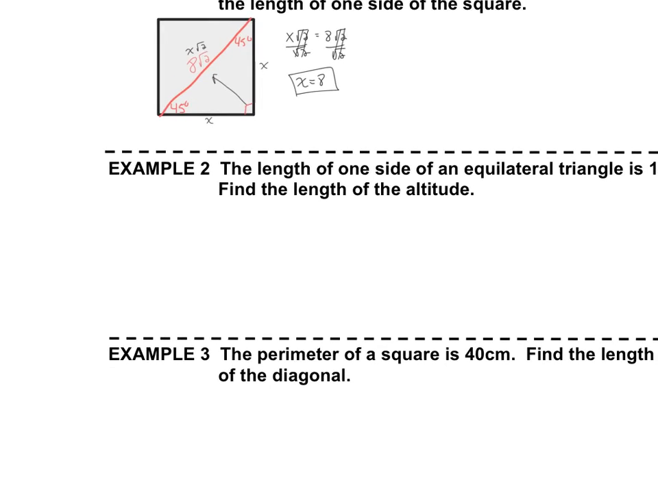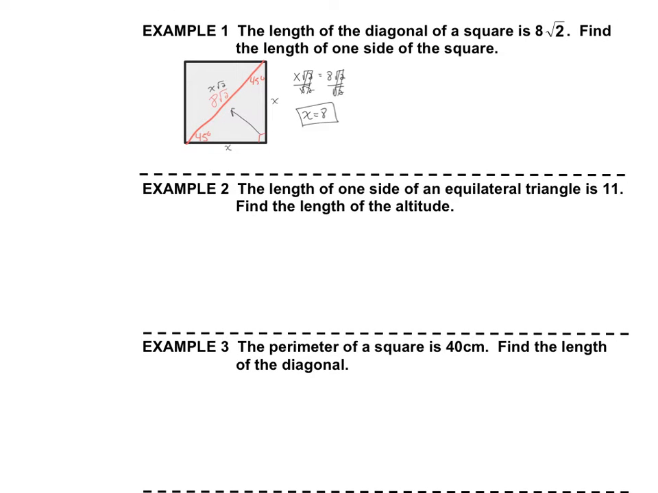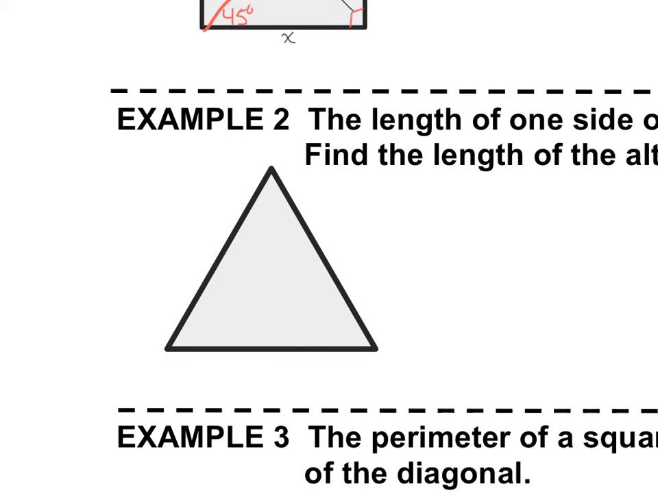It says the length of one side of an equilateral triangle is 11. Find the length of the altitude. So I'm going to sketch an equilateral triangle, at least the best I can. And then the altitude is just another word for height. So I'm going to sketch in the height. When you do that, an altitude always hits the base at a right angle.